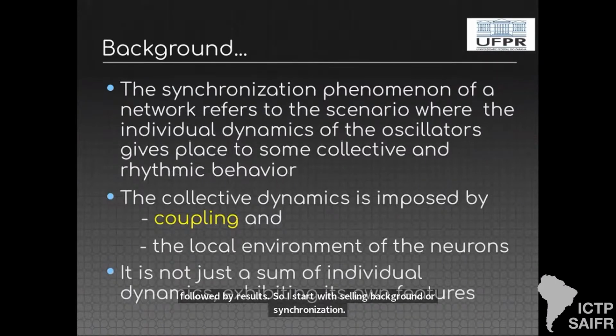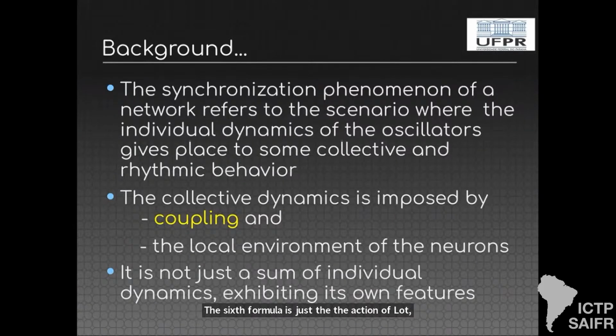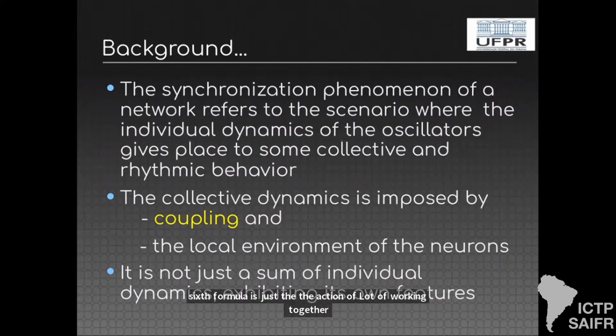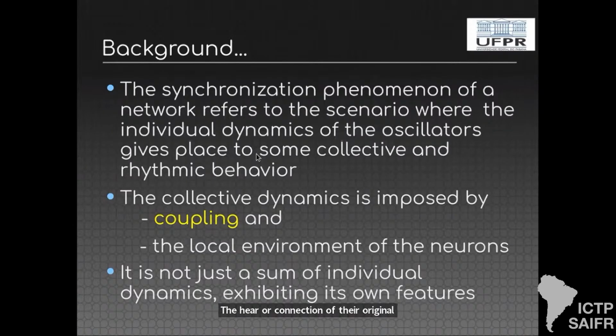The synchronization phenomenon is just the action of a lot of neurons working together, and the individual dynamics of the neuron give place to what we call collective behavior, or collective emergent behavior. Sometimes we say that the emergent behavior occurs in chaotic dynamics or even regular dynamics. The collective dynamic is imposed by the coupling, but it also occurs due to the local environment of the neurons, what we call here the local dynamics.